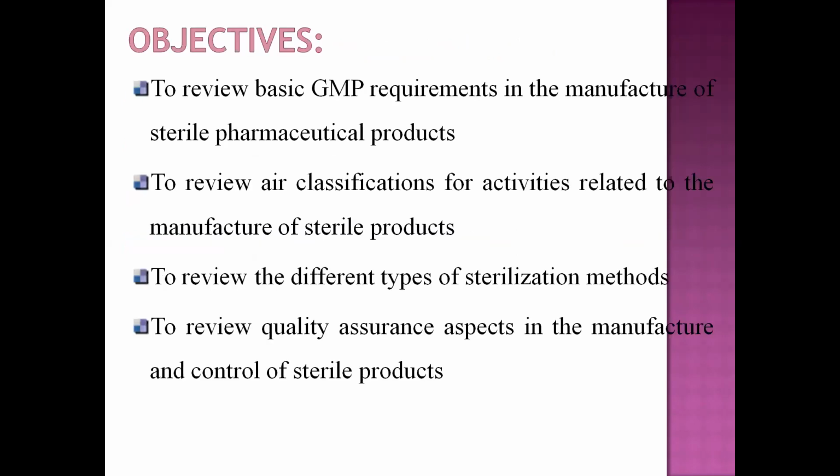What are the major objectives for sterile products? Now, to review the basic GMP requirements in the manufacture of all sterile pharmaceutical products, the minimum GMP requirements. Then to review air classifications for activities related to the manufacture of sterile products. Then to review the different types of sterilization methods, and then to review quality aspects in the manufacture and control of sterile products.